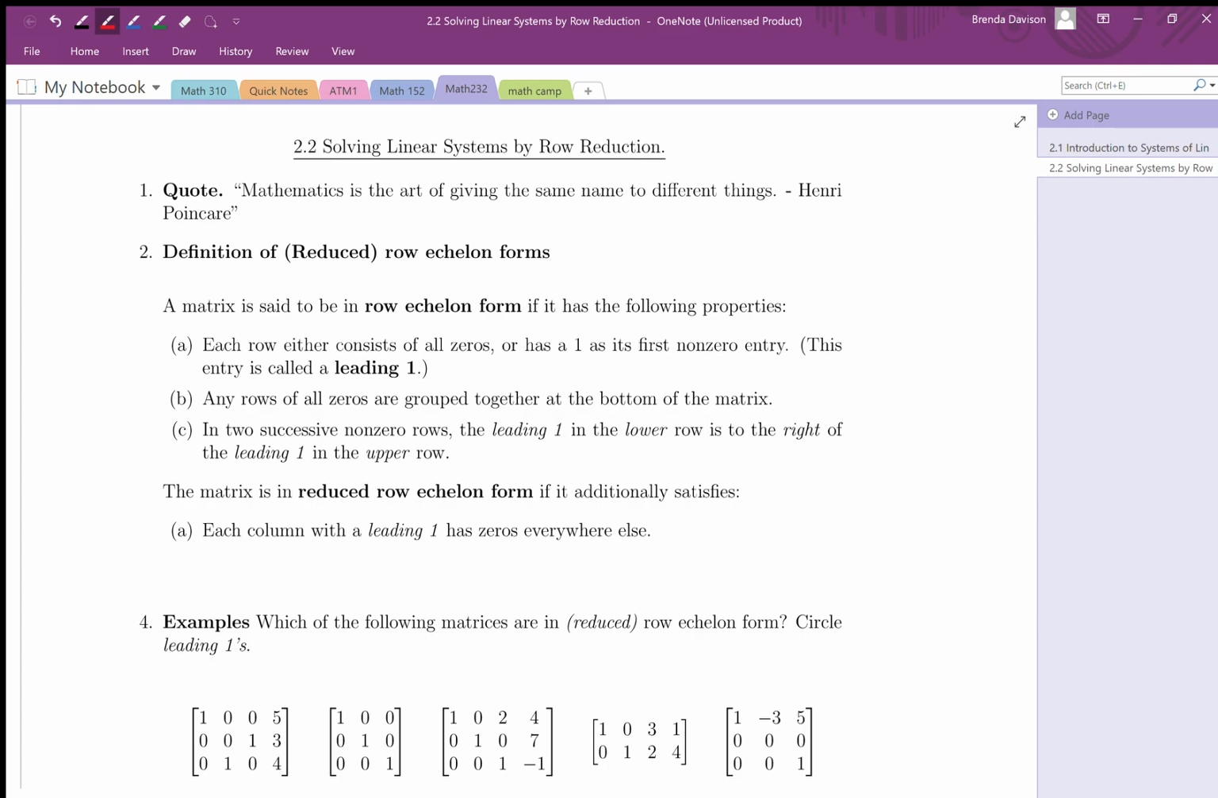This is linear algebra. My name is Brenna Davison, and today we're going to cover section 2.2, solving linear systems by row reduction. Last lecture we saw how to take a system of linear equations and represent the information in those equations in an augmented matrix. Now we're just going to practice and get some terminology for working with those matrices.